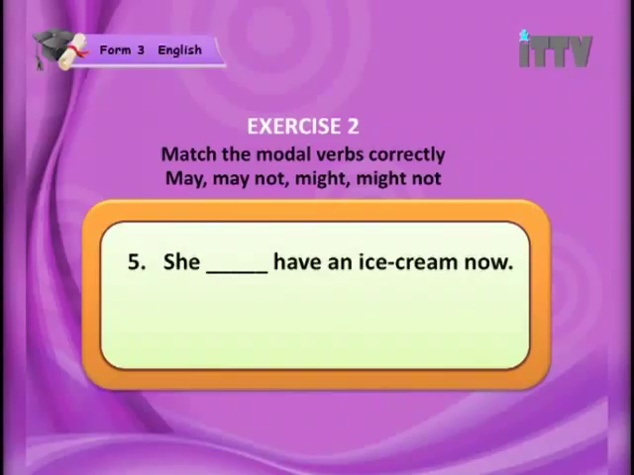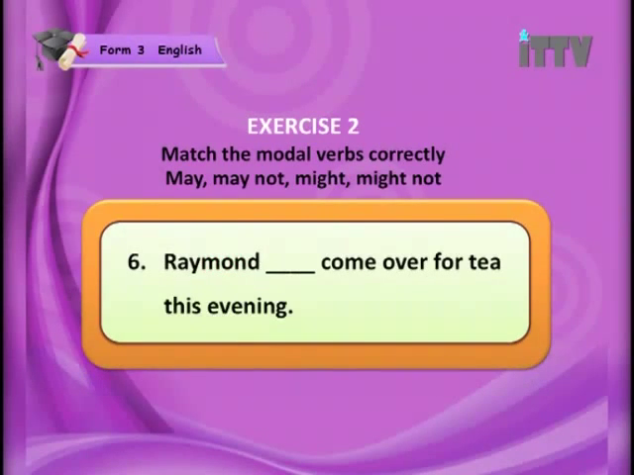Next, she, blank, have an ice cream now. Answer: she may have an ice cream now. Number 6. Raymond, blank, come over for tea this evening. Answer: Raymond may come over for tea this evening.